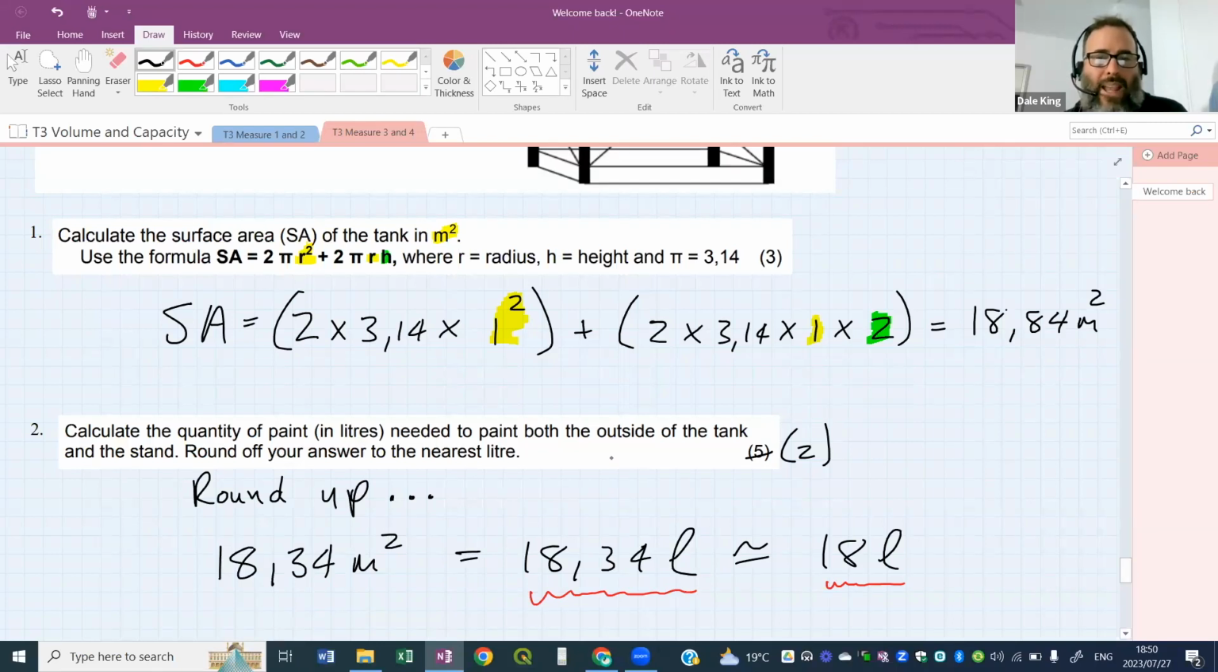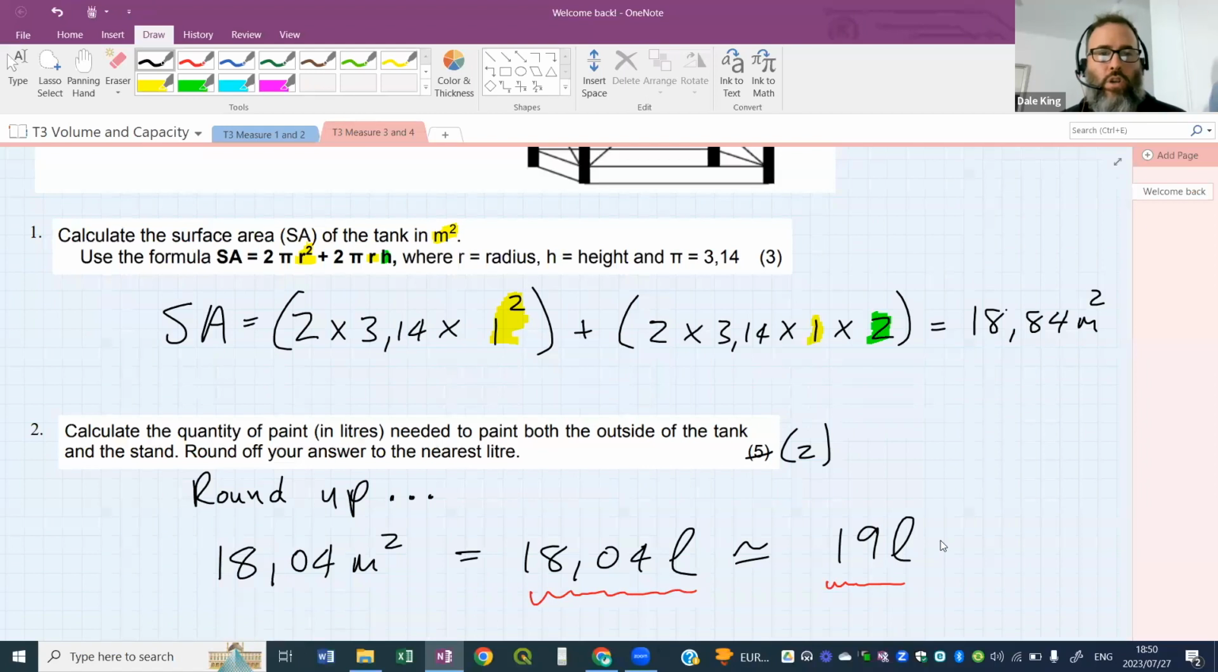So even if this number here was 18,04, all right, I know it's small, and you round down to 18, you still don't have enough. Even if it's 18,04 and they say round up, you should still go to 19 liters. I know you'll have a little bit of paint extra, but you'll finish the job.